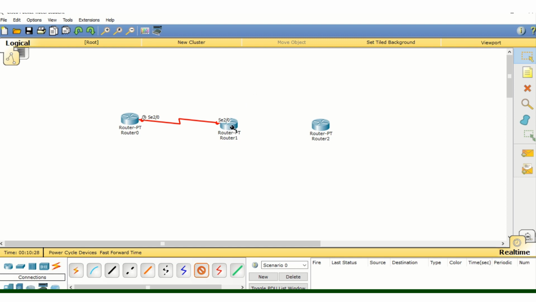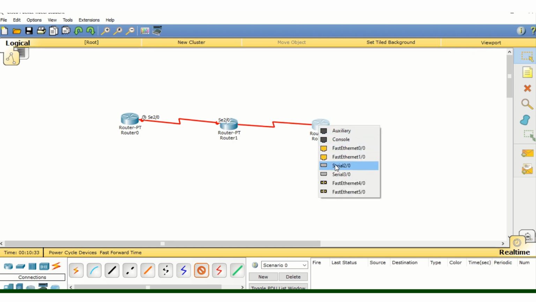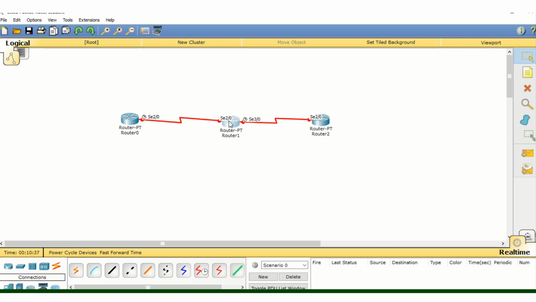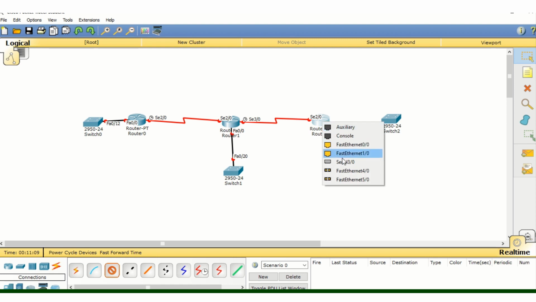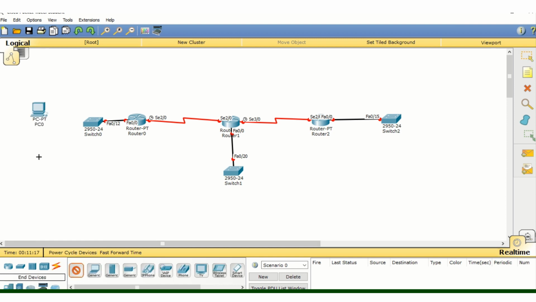We'll connect the routers using the serial port, and then I will connect at least one subnet with each router, one subnet here, one subnet here, and I will connect it using fast Ethernet. And at last I will connect the terminal devices, at least two devices per subnet. And for IP addressing, I will use static IP addressing now.